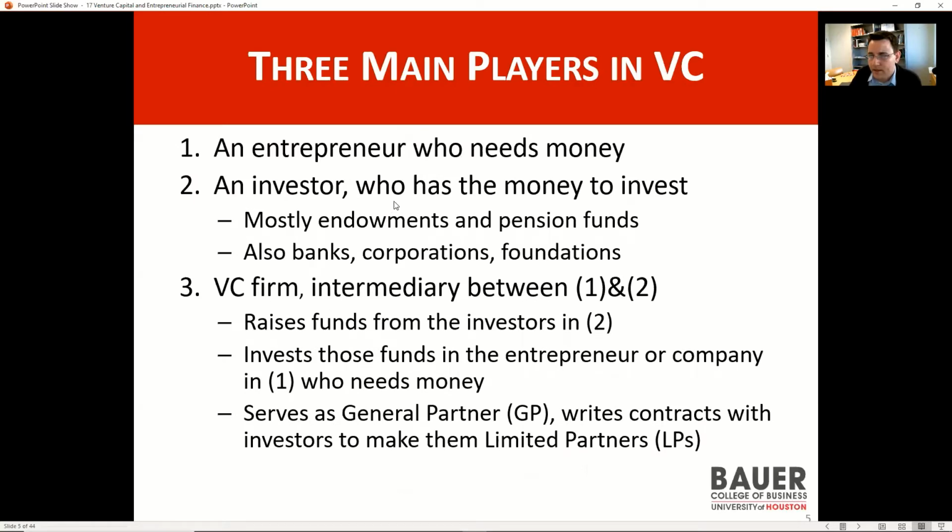There's three main players in the venture capital industry. There's the entrepreneur who needs the money. Sometimes we call that the issuer, right? They're going to issue claims on their company. Then there's an investor. The investor's got the big pools of money.